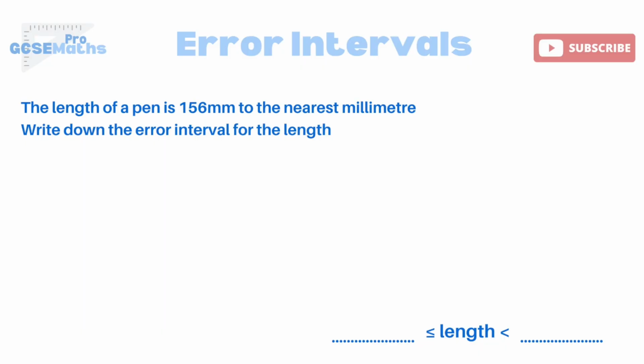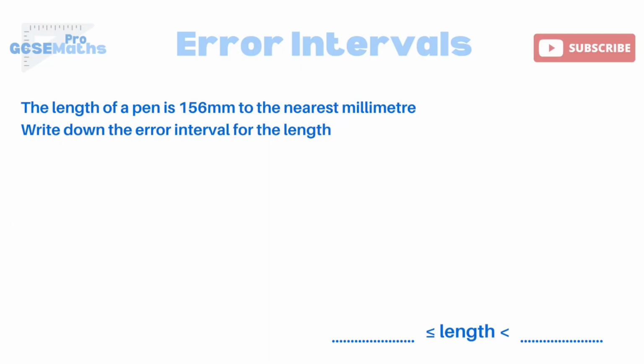Okay, so hopefully I've kind of over-explained it here. You could get a question where it's actually got a context. So here we've got the length of a pen is 156 millimeters to the nearest millimeter. Write down the error interval for the length. So you can see to the nearest millimeter, that again, the concept is rounding, isn't it?